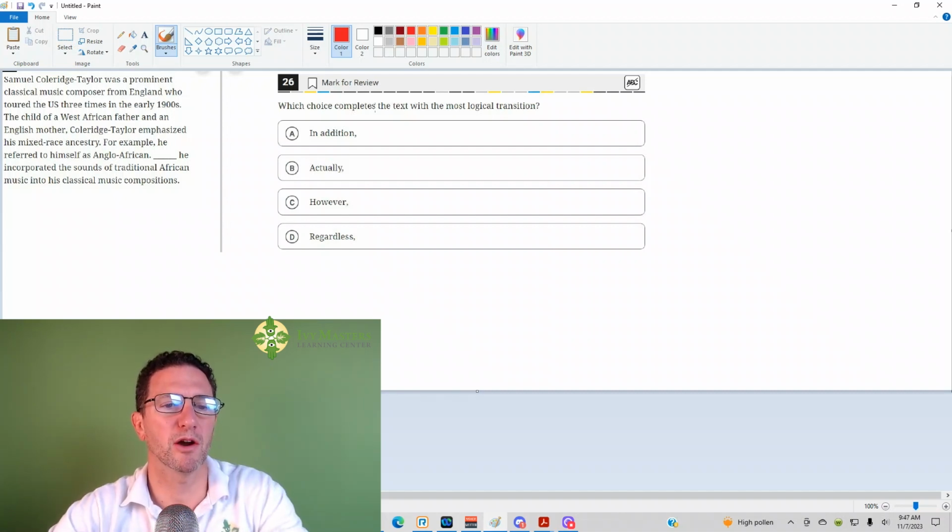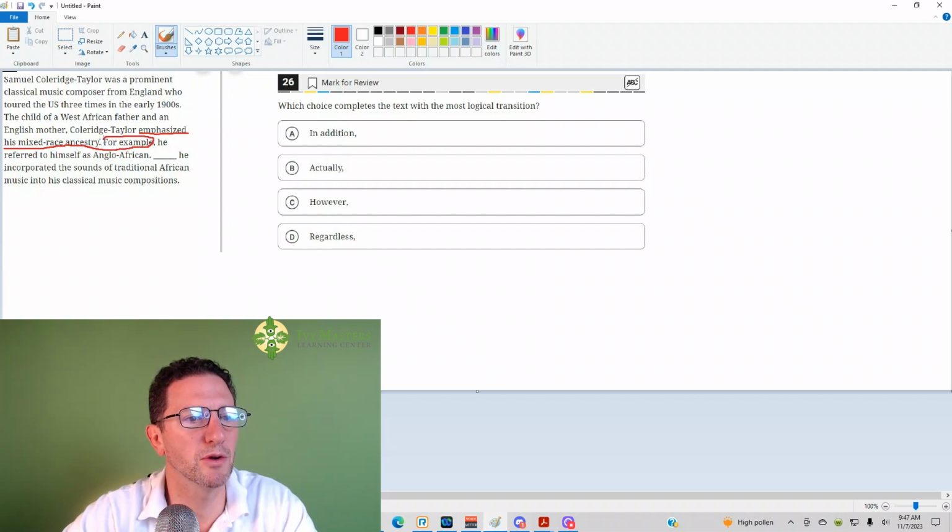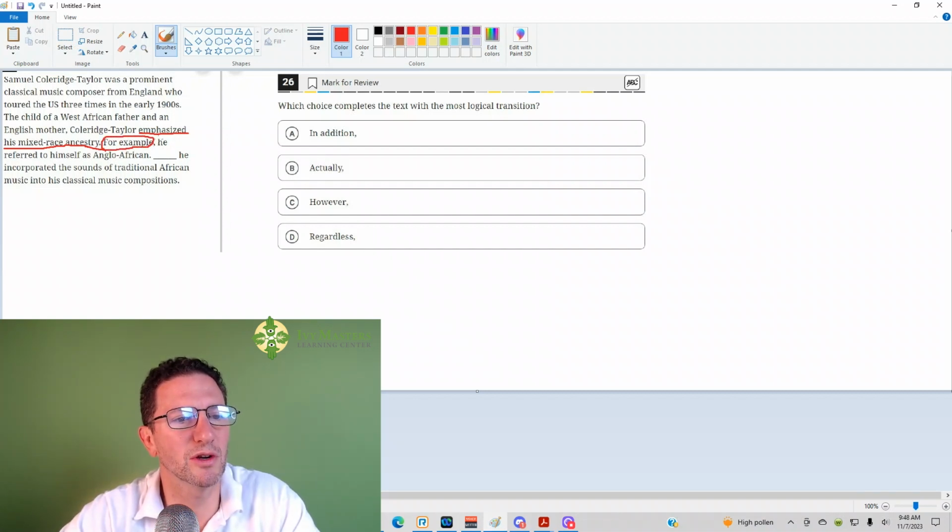We're going to read the paragraph to get some context. Samuel Coleridge-Taylor was a prominent classical music composer from England who toured the U.S. 3 times in the early 1900s. The child of a West African father and an English mother, Coleridge-Taylor emphasized his mixed race history. For example, so we could expect after is going to be an example of him emphasizing his mixed race history.